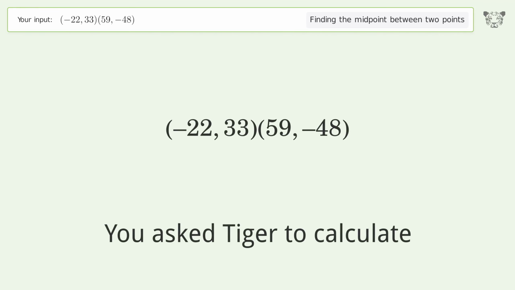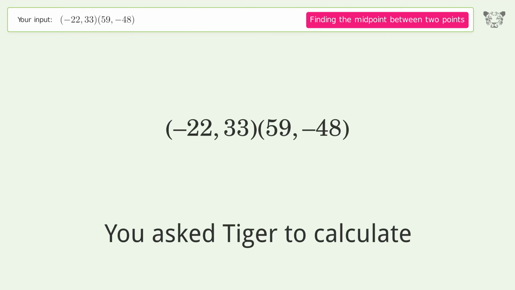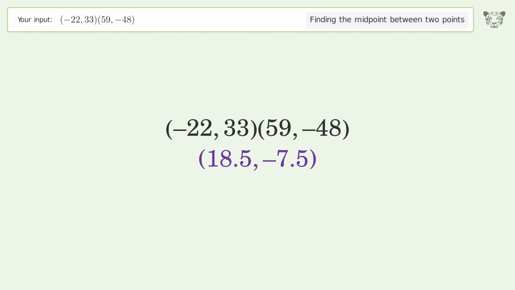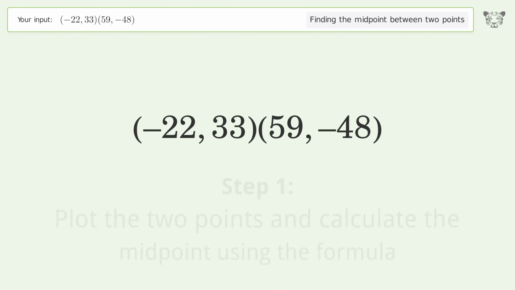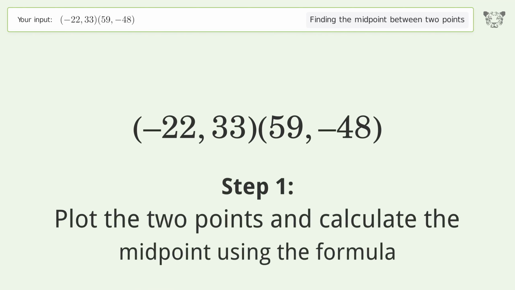You ask Tiger to calculate. This deals with finding the midpoint between 2 points. The midpoint between the 2 points is 18.5, negative 7.5. Let's solve it step by step. Plot the 2 points and calculate the midpoint using the formula.